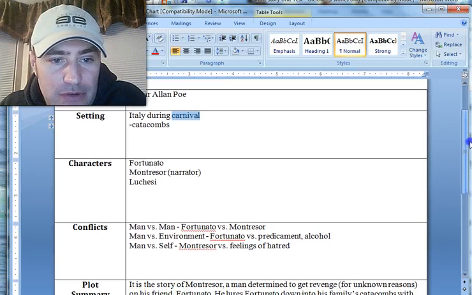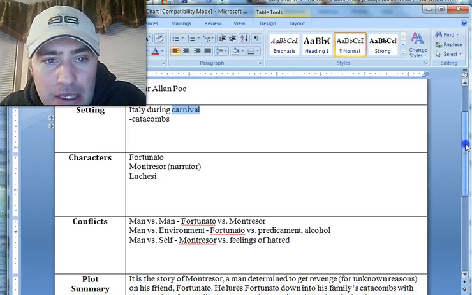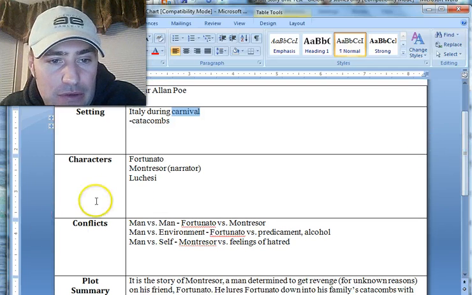Characters are Fortunato, Montresor, and Lucchese. He mentions Lucchese a couple times. We don't see him in the story, though.